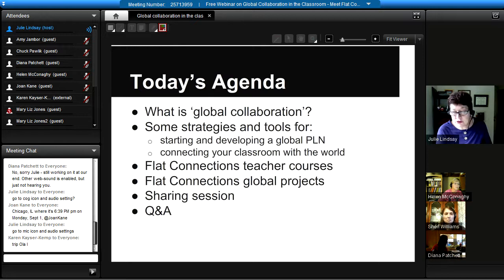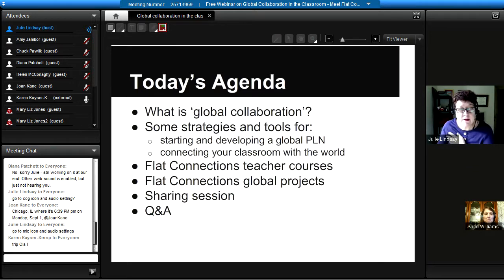Today's agenda: we are going to talk about what global collaboration is. We're going to look at some strategies and tools. We're going to look at Flat Connections teacher courses that are available and Flat Connections global projects, and we'll have a sharing session towards the end as well. We do have a few of our Flat Connections project managers in the room, which is great, and they're going to speak and share some of their experiences as well.